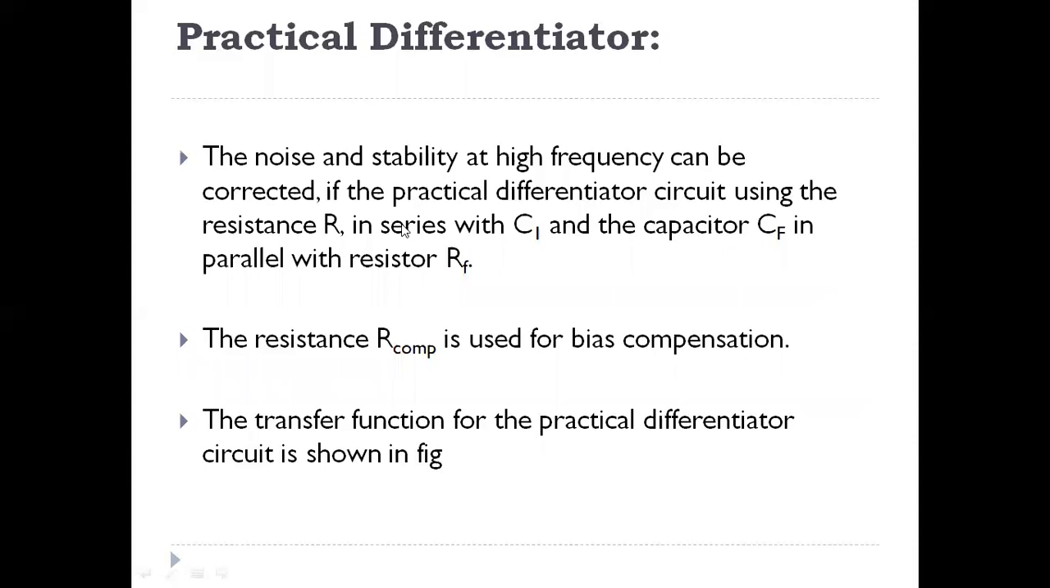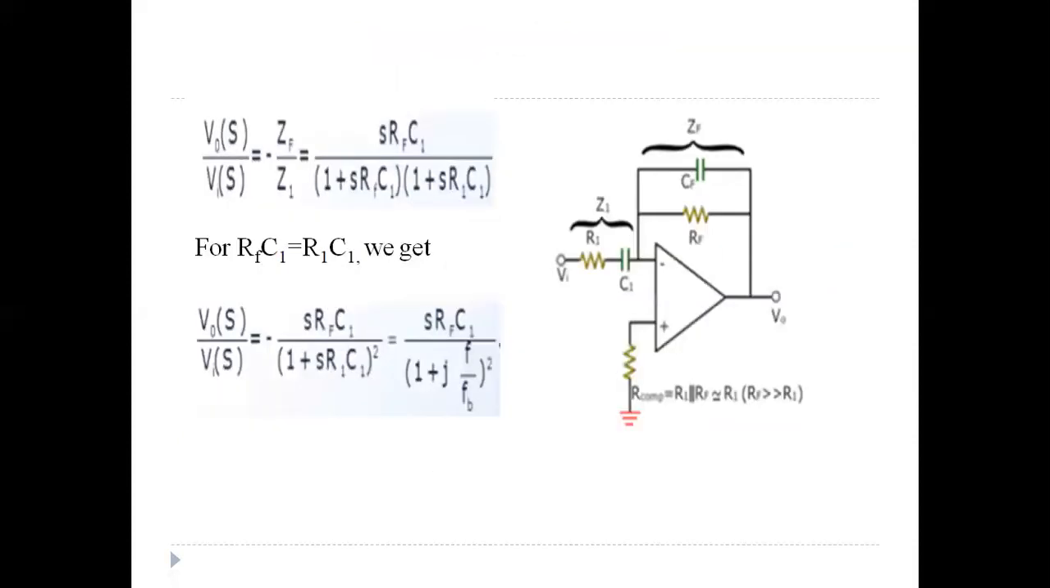So the practical differentiator, in this case also we are taking some resistances and capacitances. Just we are taking two more components. That means R1, C1 at the input terminal and RF, CF at the feedback part. This is the practical differentiator. And in this case also we are applying the input to the inverting terminal and the non-inverting terminal is grounded. Because this is an inverting amplifier, we get a negative sign at the output.